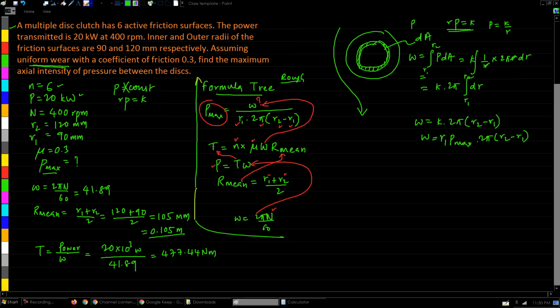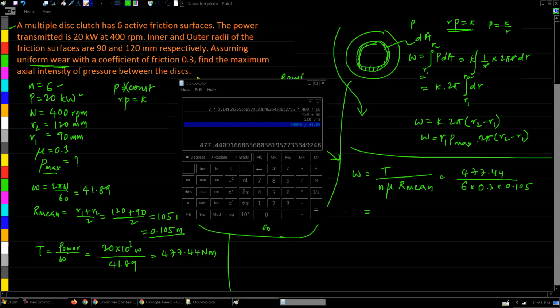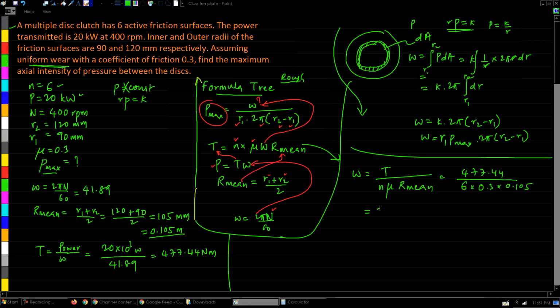Now this torque value we need to substitute here to get W, the total load. So let's now find the total load here. According to the formula, the total load is the torque divided by number of surfaces, mu and R mean. Let's see what we have here. Torque we know is 477.44. N value is 6. Mu is 0.3. R mean value is 0.105. So calculate this. We get 2526.14, and because this is a load, this is going to be in newtons.